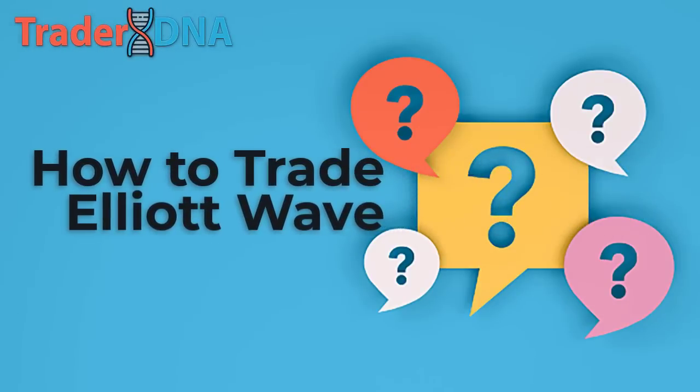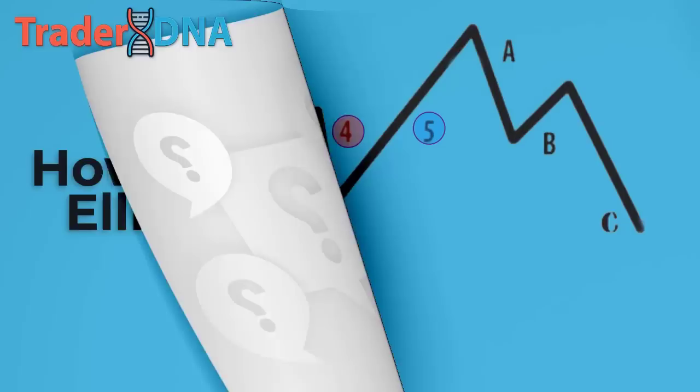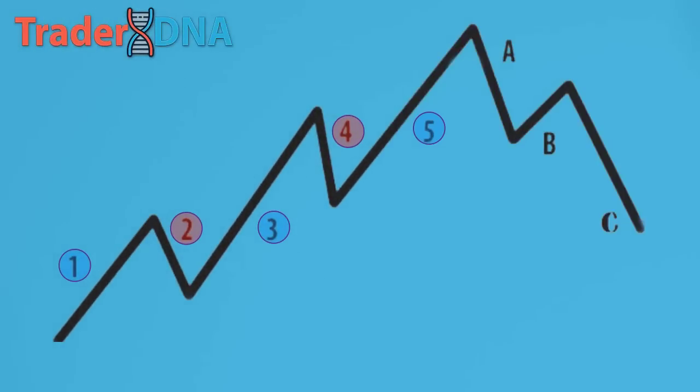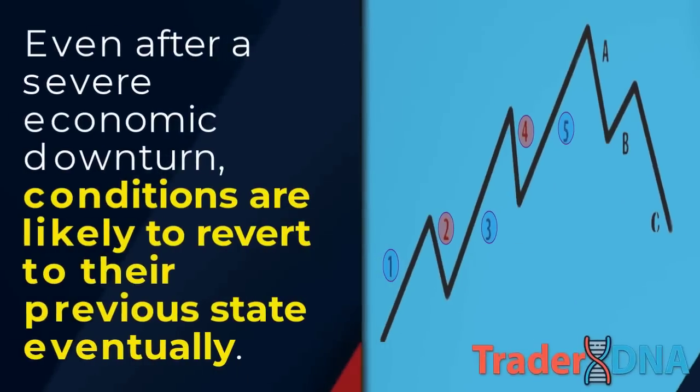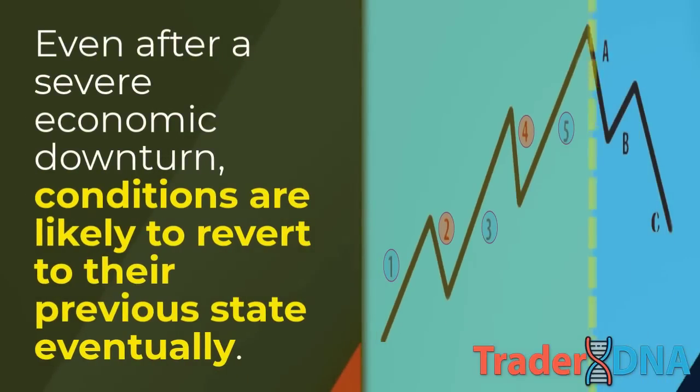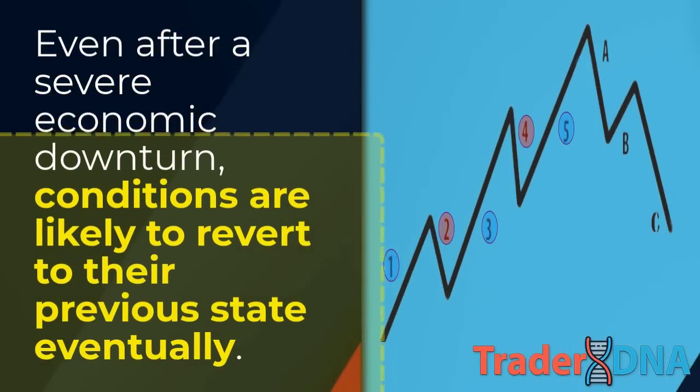How to trade Elliott Wave. The Elliott Wave theory is popular among traders because it incorporates both technical analysis and fundamental news. The theory is based on the cyclical pattern of market events, which means that even after a severe economic downturn, conditions are likely to revert to their previous state eventually.